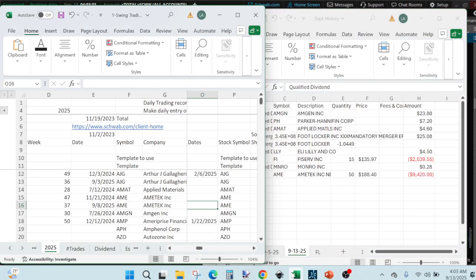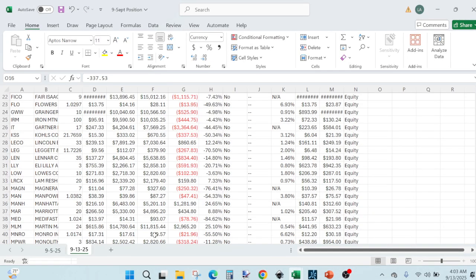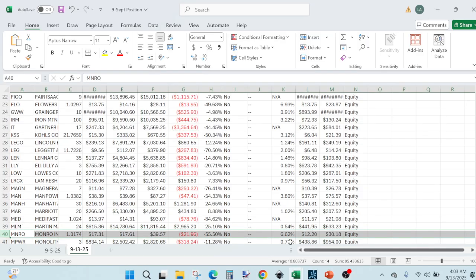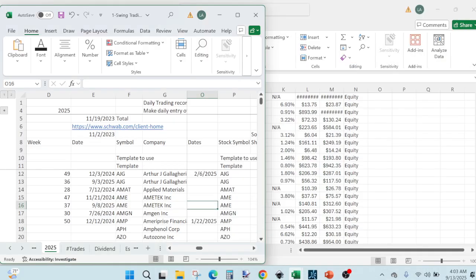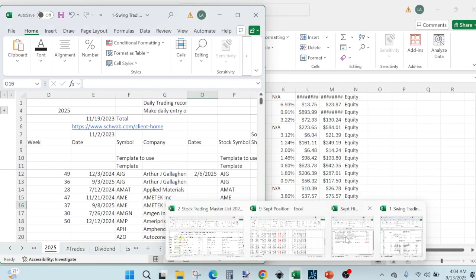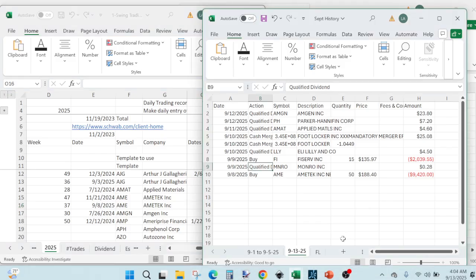So if we go back to our account portfolio, MRO or MNRO is paying 6.62% in dividend, and we have about 1 share or so, and it's pretty much very low. The price, the stock is really down.